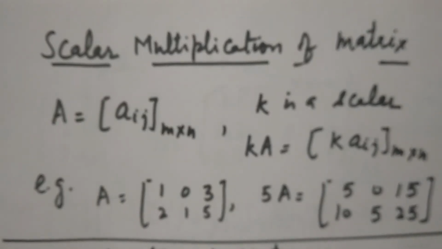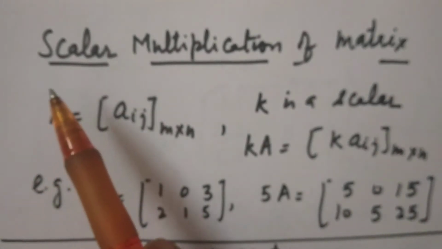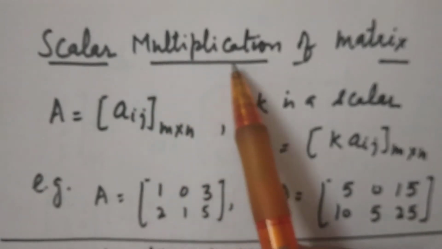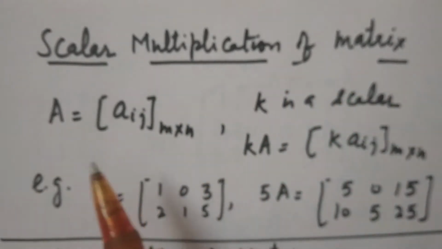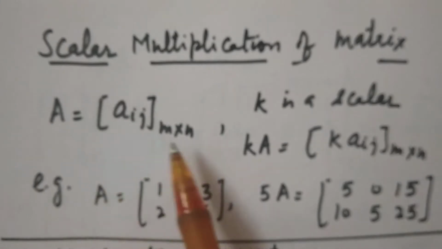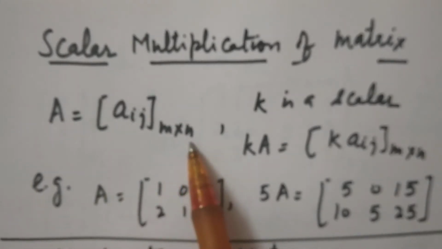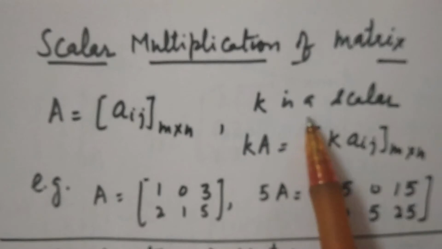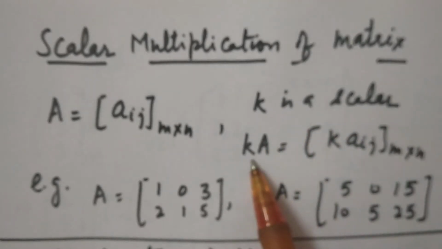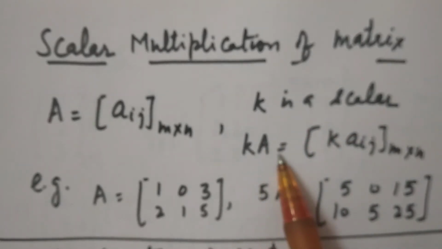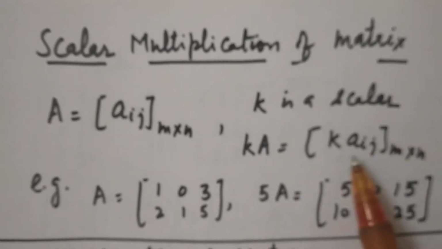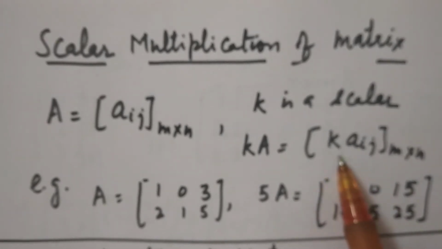Yes, today we will take the multiplication in matrices. First we'll start with scalar multiplication of a matrix. Suppose A is a matrix of the order m by n, and K is a scalar. What happens when a scalar is multiplied to a matrix? Then KA will be equal to a matrix in which all the elements are multiplied by the scalar quantity K.